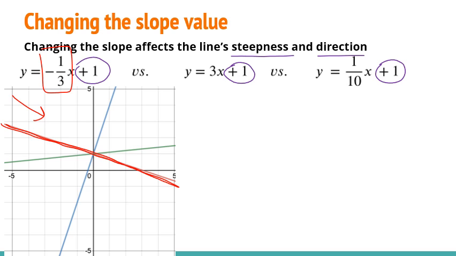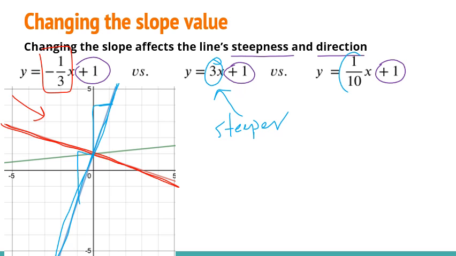Okay, next one here, y equals 3x plus 1. Notice how we went from -1/3 to 3. The larger this number gets, the steeper it gets. So as you can see, this is not a very flat line. It's going up at a very steep rate. And that's how we know that that's y equals 3x plus 1. We can also see the slope if we wanted to count it out.